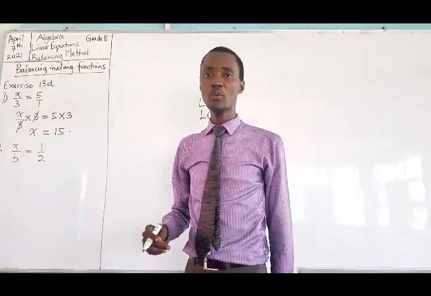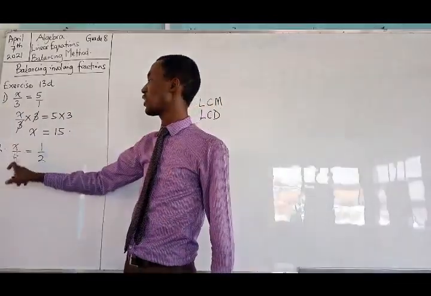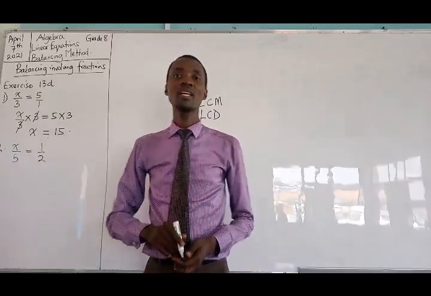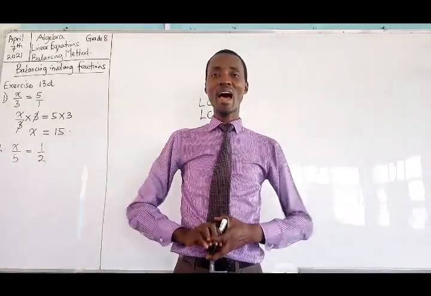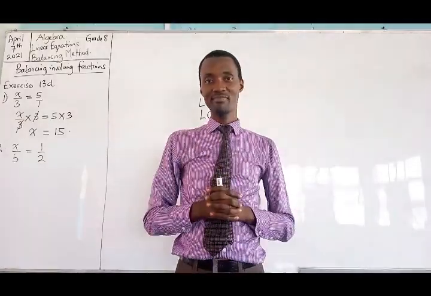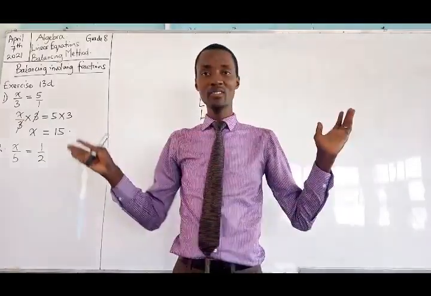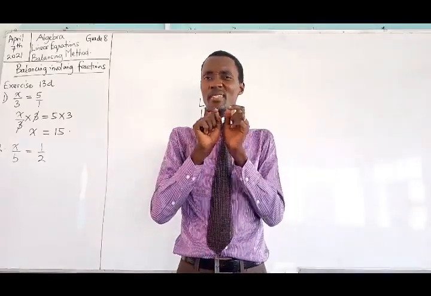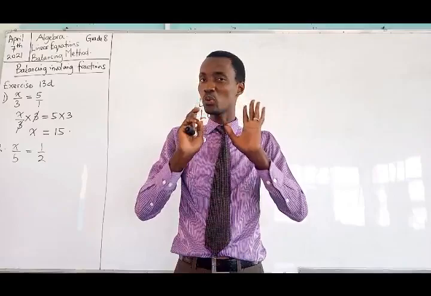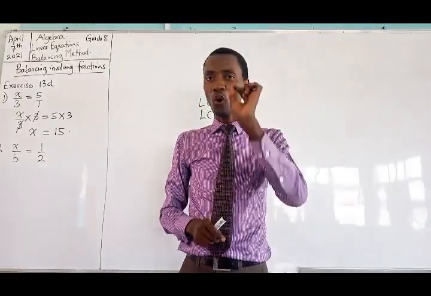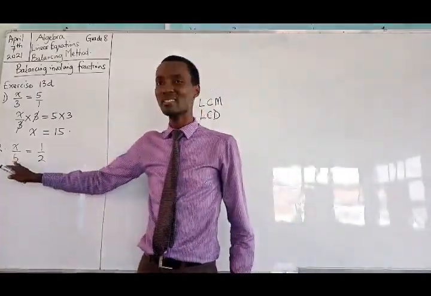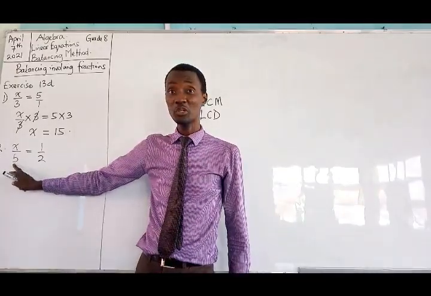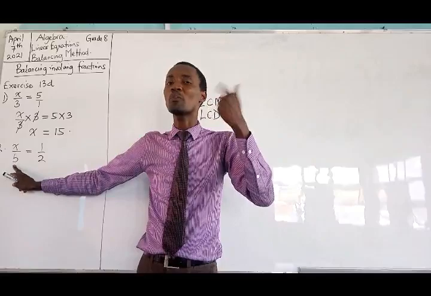So here we are presented with another situation where we have x over 5 equal to what? 1 over 2. Now, as a principle, I would have just said multiply through by the LCD and that takes care of it. But there is a little adjustment to the rule here. Your focus is always on the left hand side. What do you have as the denominator of the left hand side? It is 5. So it is that 5 you're going to multiply both sides by.